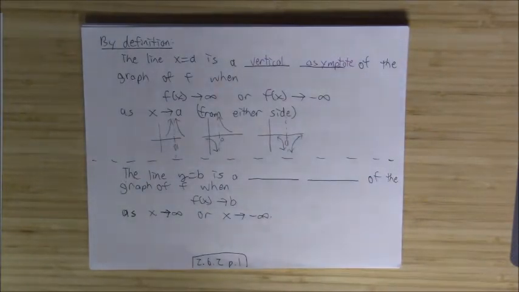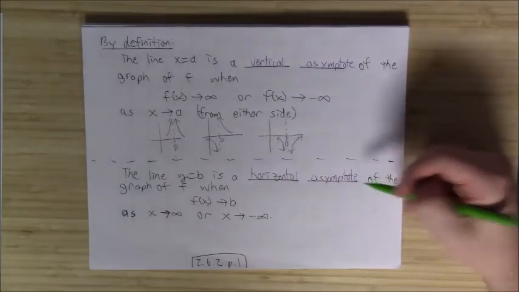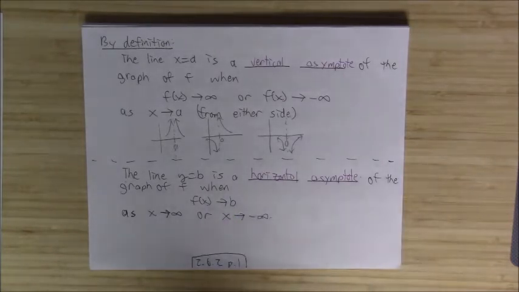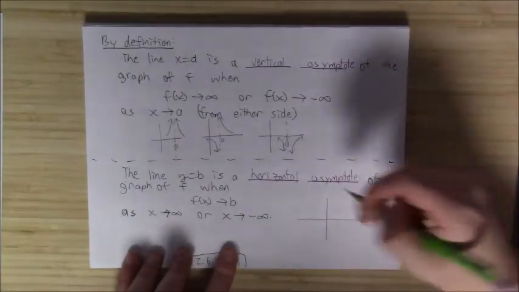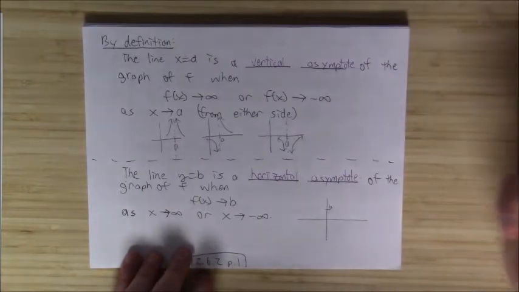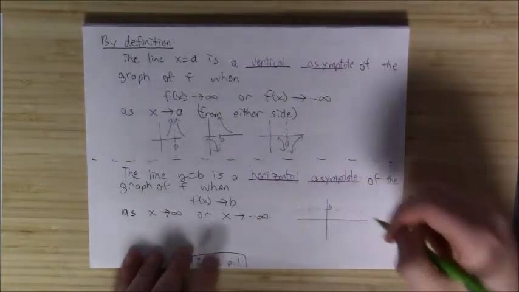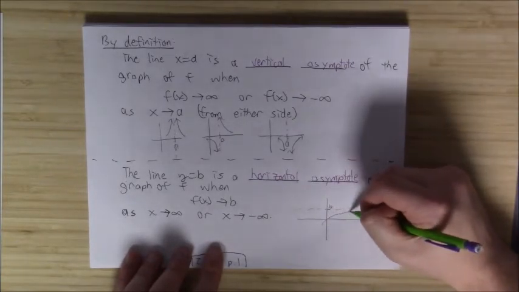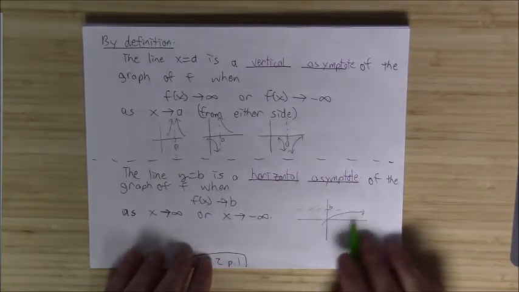The line y equals b is a horizontal asymptote of the graph of f when f of x approaches some value b as x gets large in the positive or negative directions. So this is all about end behavior. If this is some value b, the question we're asking is, what happens as we go out this direction? Well, the graph might look like this, for instance, and get really, really close to there. As x gets large, it gets really, really close there.